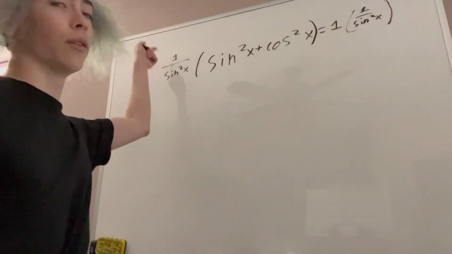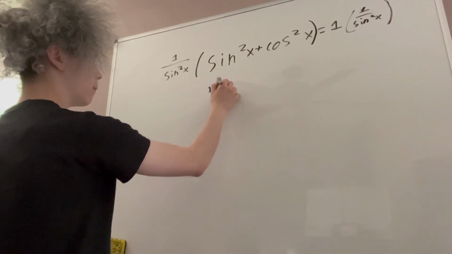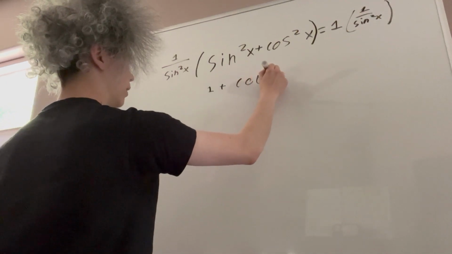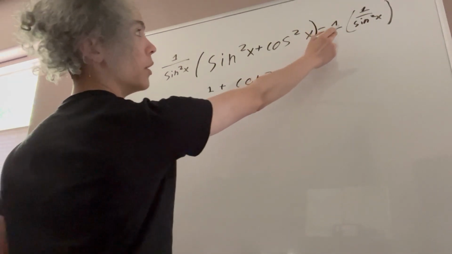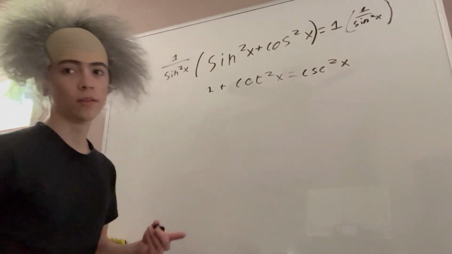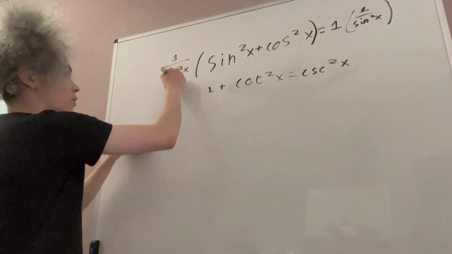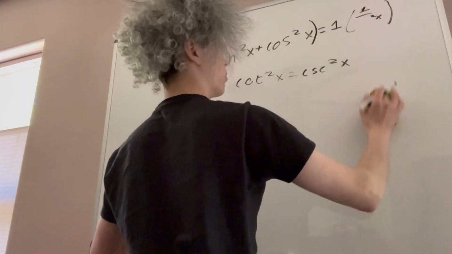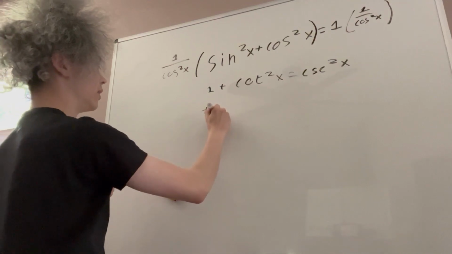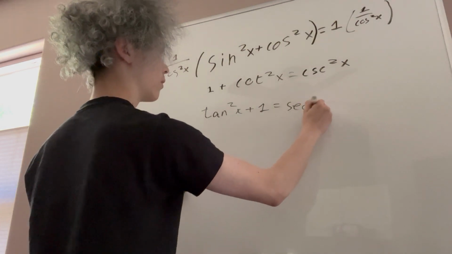Right, because now I like to think about how I can just distribute this in. It's going to be 1 plus, okay, and then cosine squared of x over sine squared of x, that's cotangent squared of x, equals, okay, now 1 over sine squared of x, that's cosecant squared of x, right? And then same thing, if you multiply this whole thing by 1 over cosine squared of x instead, you end up getting tangent squared x plus 1 equals secant squared of x. So, all right.